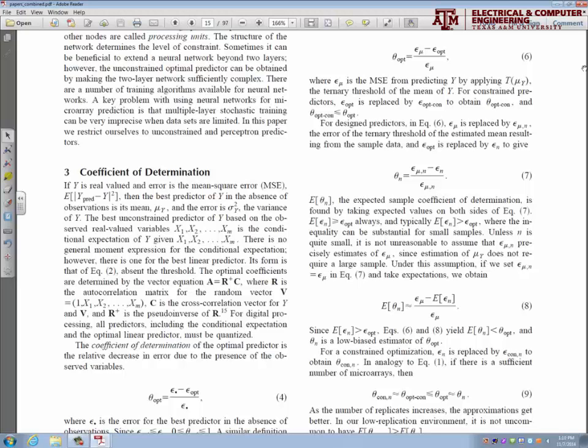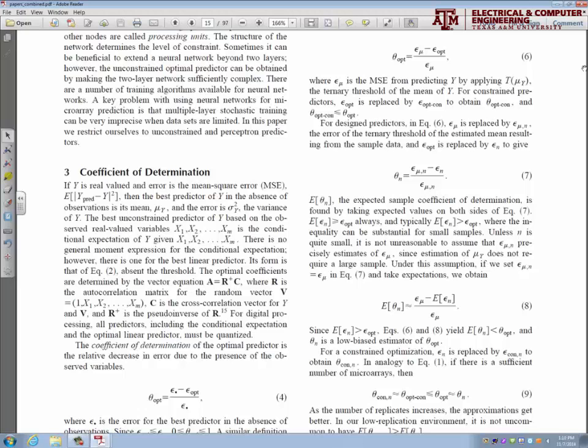So in statistics, and many of you here have a very strong background in statistics, the coefficient of determination has been used to evaluate the significance of multiple linear regression. So you must be familiar with that. And it has been recently used in nonlinear digital signal processing.